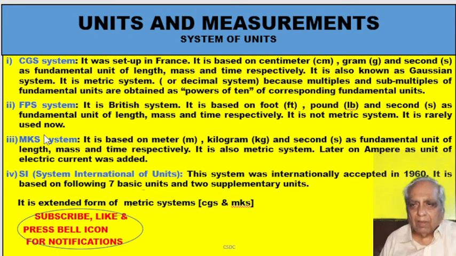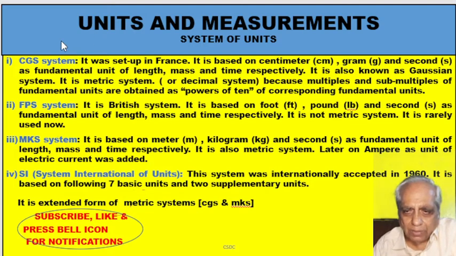So now we will come to the systems. Various countries had adopted various systems, but 4 systems are commonly used. One is the CGS system, which was set up in France. In earlier times, length, mass and time were the 3 fundamental physical quantities. Length was measured in centimeters, mass in gram, time in second. This is a decimal system.